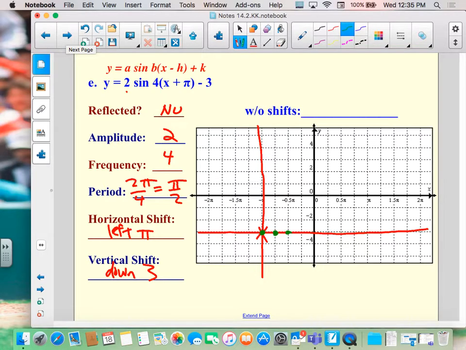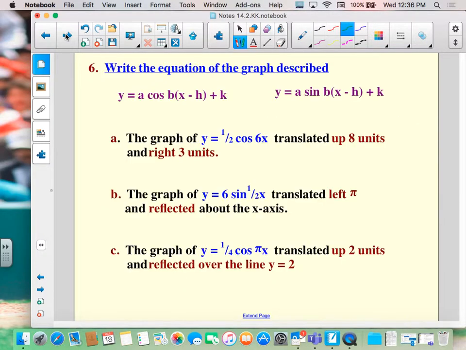So this one the frequency is high, so that's going to squish my graph together. And now in between the zeros, I have to go up the amplitude of 2, so I go up 2 from here, and down 2 from the x-axis. And there's 1 cycle or 1 period. So I hope that helps you shifting around all these things.